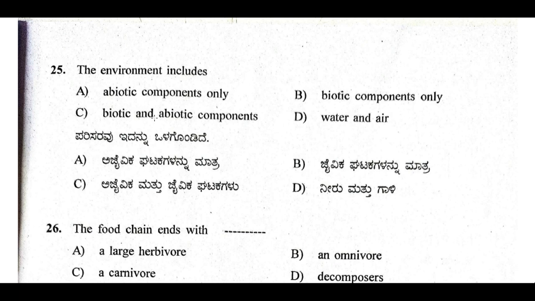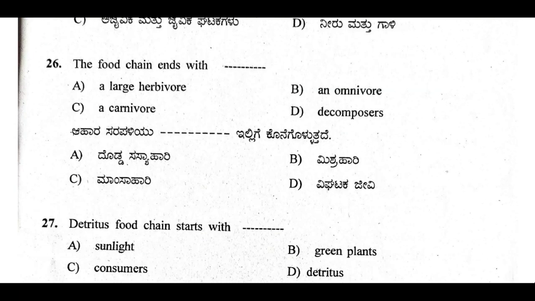Question number 26. The food chain ends with dash. Option A, large herbivore. Option B, an omnivore. Option C, carnivore. Or option D, decomposers?